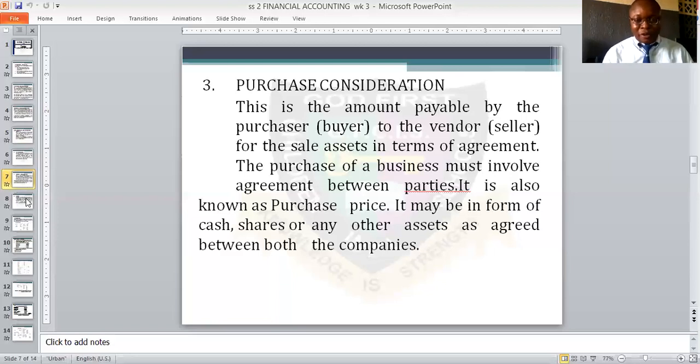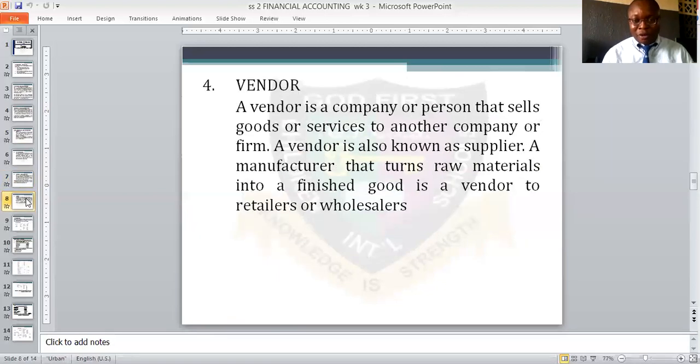So we also have the vendor. As I told you the other time, a vendor is a company or a seller, or you can say it's a company or a person that sells goods or services to another company or firm. So the vendor is also known as a supplier. A manufacturer that turns raw material into finished goods is a vendor to the retailers or to the wholesalers.